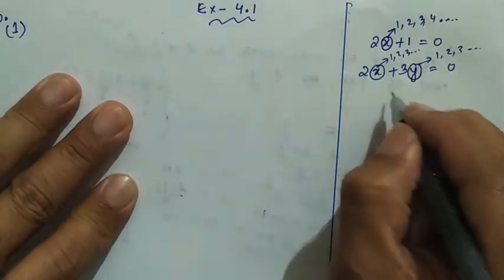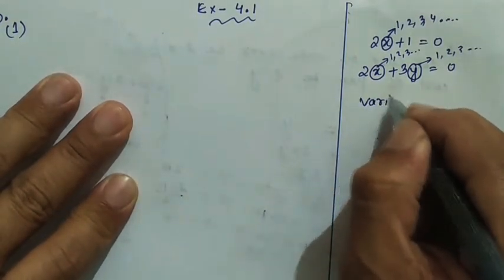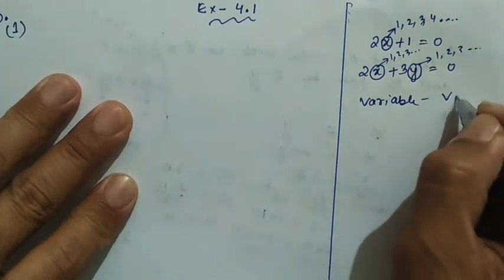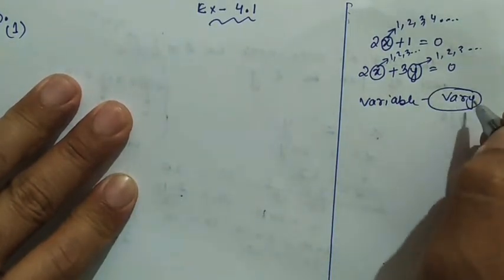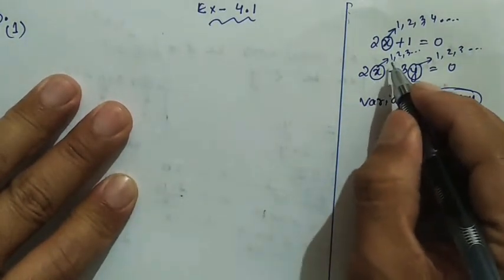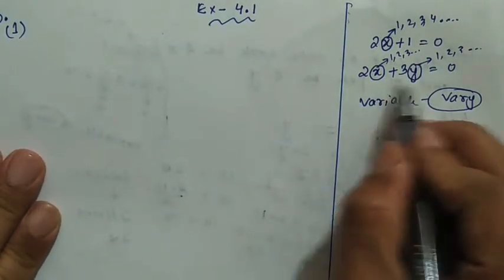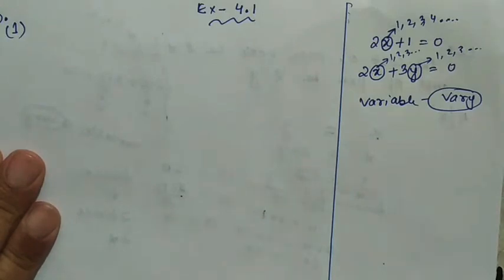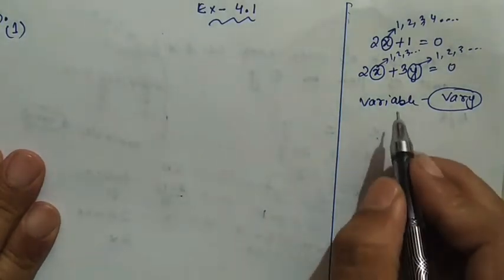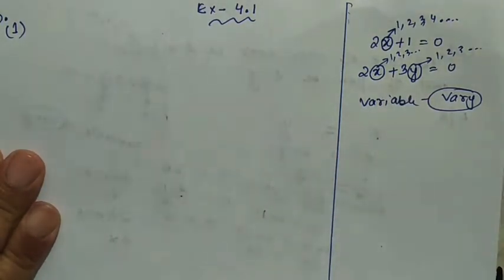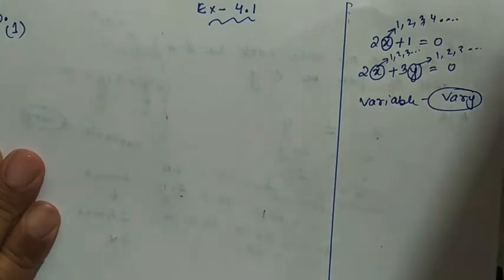Now by variable, the word itself means to vary. Vary means to change. So it could change, it could be 1, 2, 3, 4 and so on. So this is an equation in two variables. And in this question also, we have to use two variables, which means we will use x and y, because in the question it is given to use x and y.